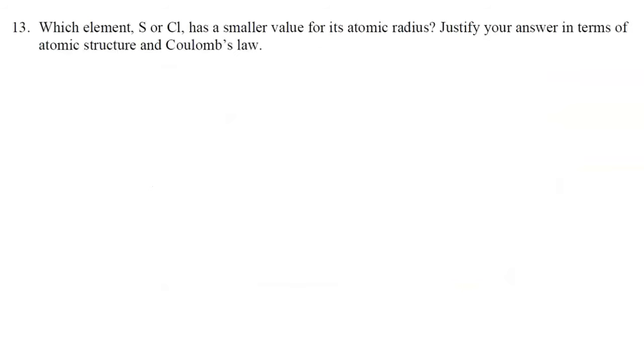All right, question 13. Which element, sulfur or chlorine, has a smaller value for its atomic radius? Justify your answer in terms of atomic structure and Coulomb's law. So remember that we're not just going to simply state a periodic trend that atomic radius decreases from left to right. We're not going to simply mention something about electrons or protons without giving the whole story.